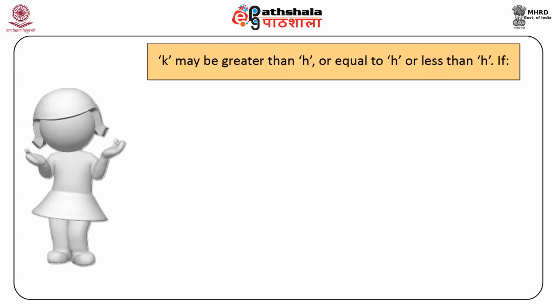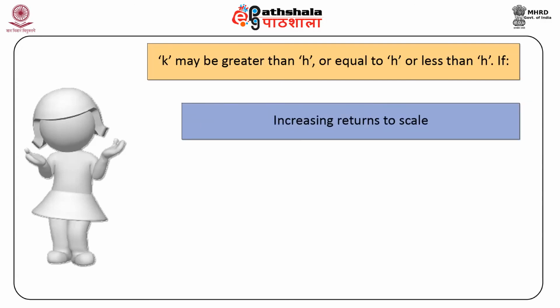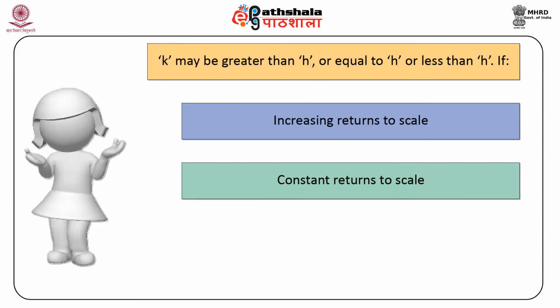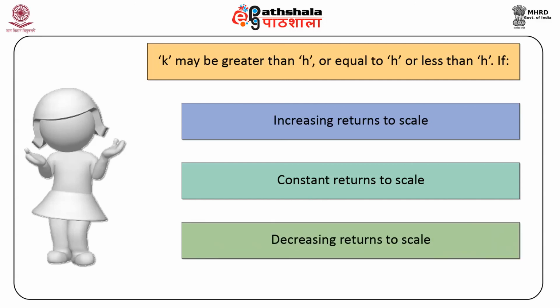If k is greater than h, then it represents increasing returns to scale. If k is equal to h, then it represents constant returns to scale. And if k is less than h, then it represents decreasing returns to scale.